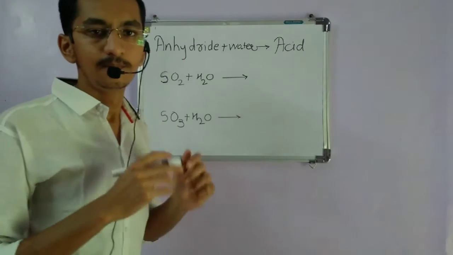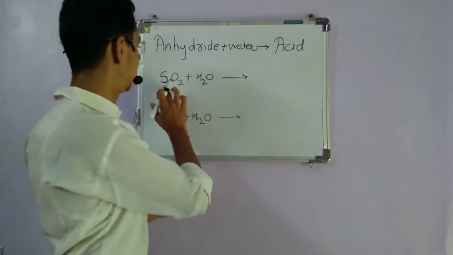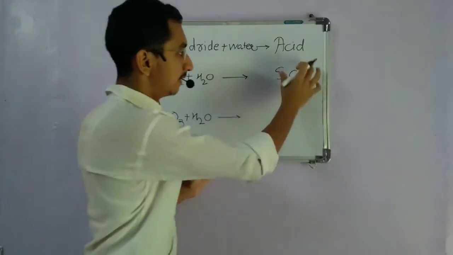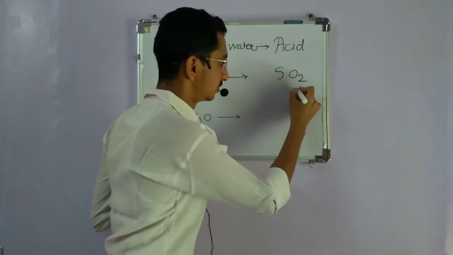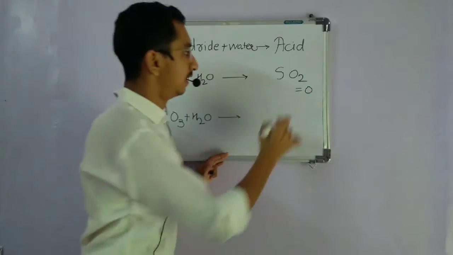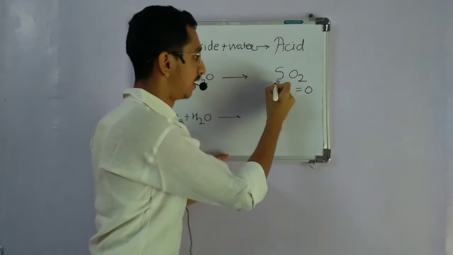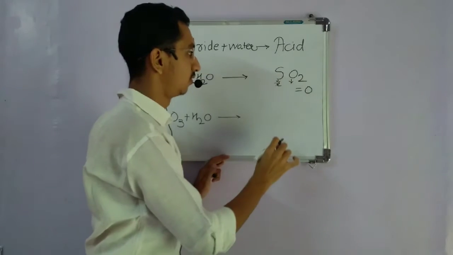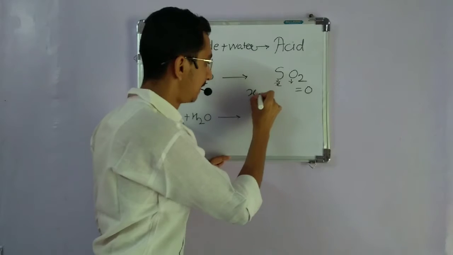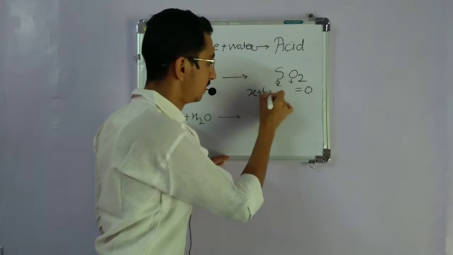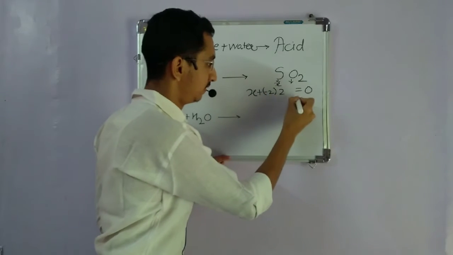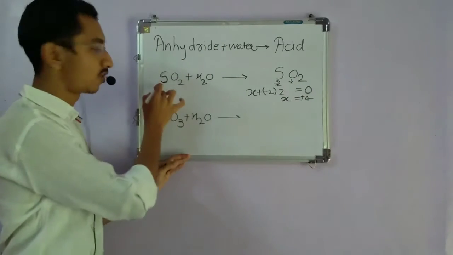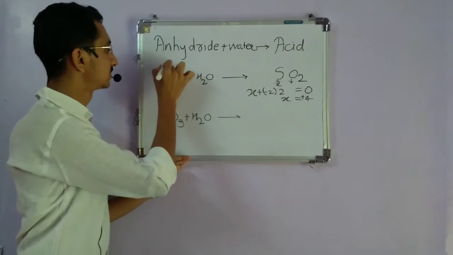Here we will first find the oxidation number of sulfur. Here SO2, total charge is 0, so we will put it equal to 0. We have to find the oxidation number of sulfur, we will put X. We know the oxidation number of oxygen is -2. X plus -2 times 2 equals 0, so X is equal to +4. So the oxidation number of sulfur in SO2 is +4.